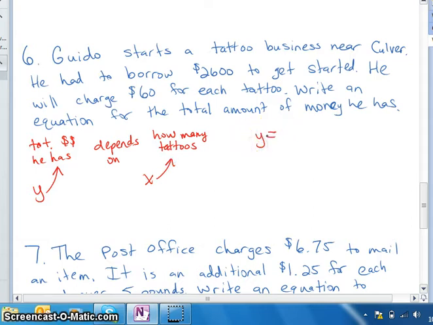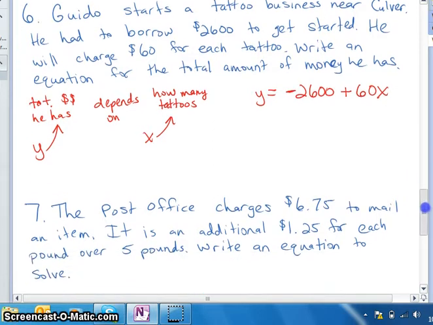So y equals, how much money does he start with? If he had to borrow $2,600, does he have $2,600? Not really, he had to borrow it. So he's got a negative $2,600. He's in debt to someone, $2,600. But he charges $60 for a tattoo, so is that money that he gets to keep? Yeah, once he pays off that debt, $60 for every tattoo.